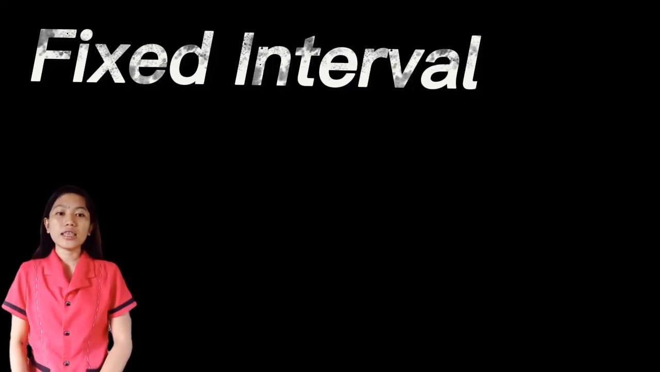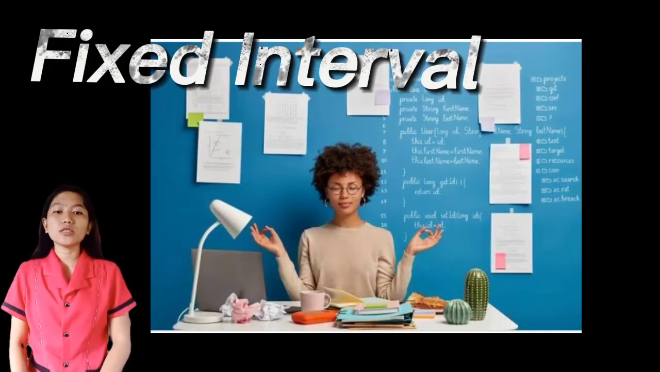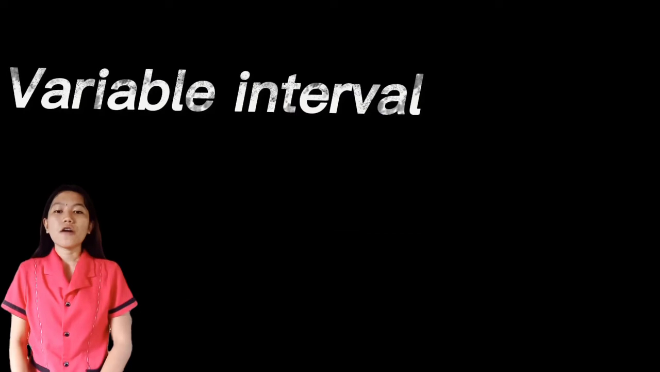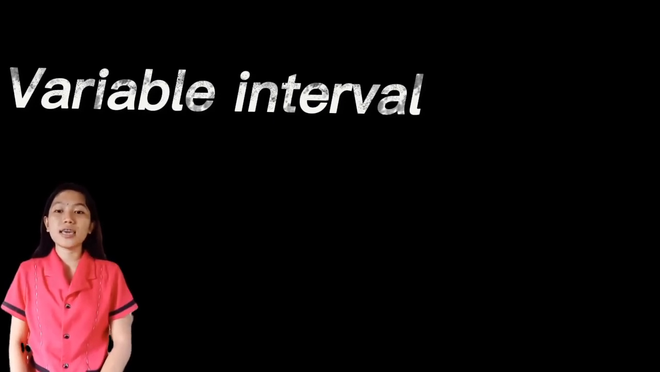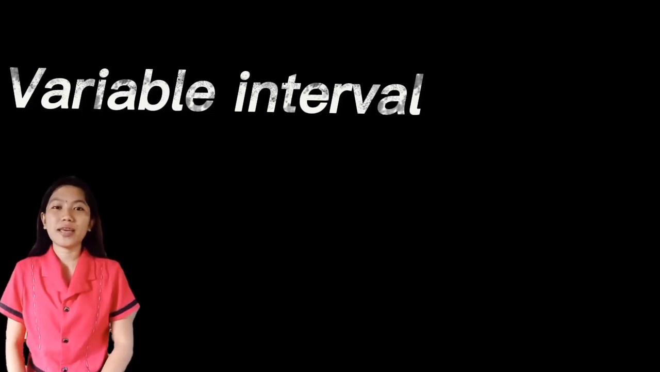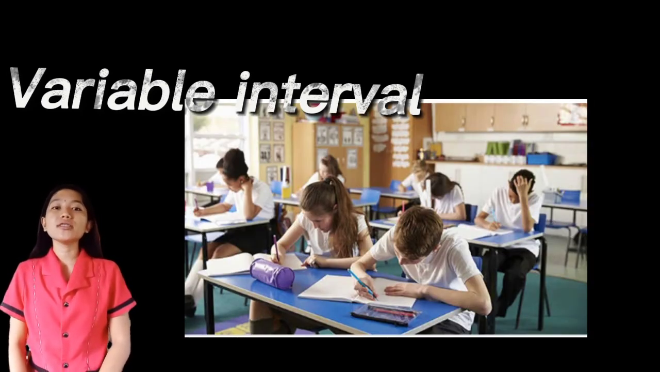Fixed interval refers to the schedule of reinforcement from one to the next. For example, second-year students preparing for the coming face-to-face final examination. Variable interval defines reinforcers given after a variable amount of time has passed since the previous reinforcement. For example, students know that the teacher will give a quiz every so often, but unscheduled.